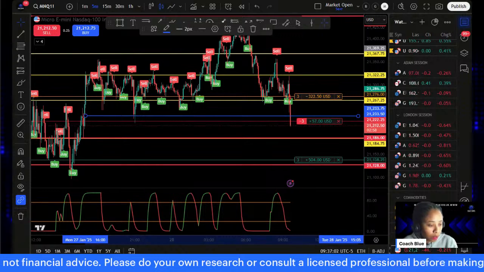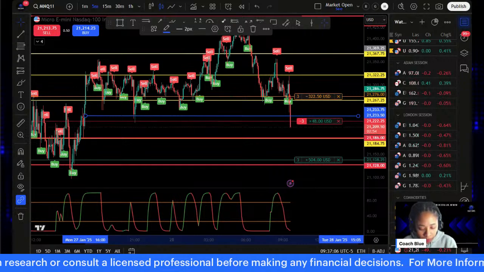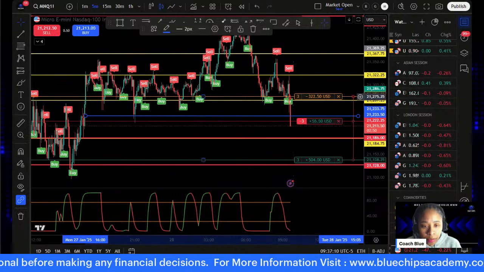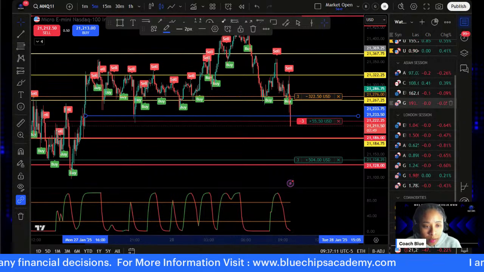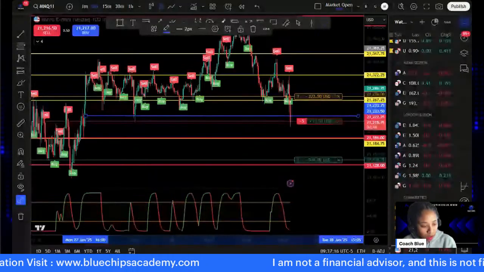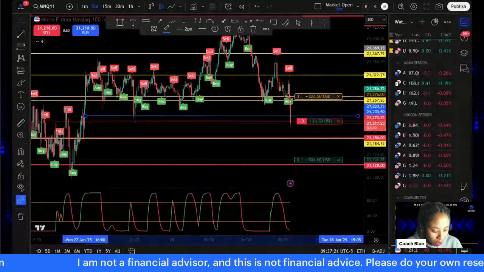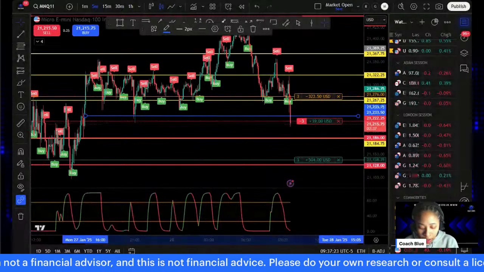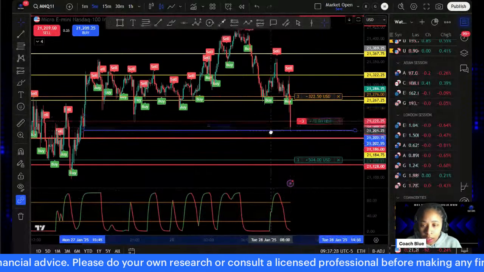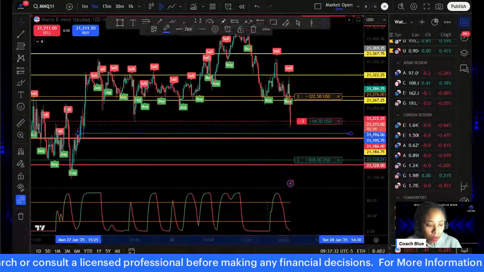Remaining objective. Okay, so the stop loss is at 21,276. And then our TP1 is 21,194.75.